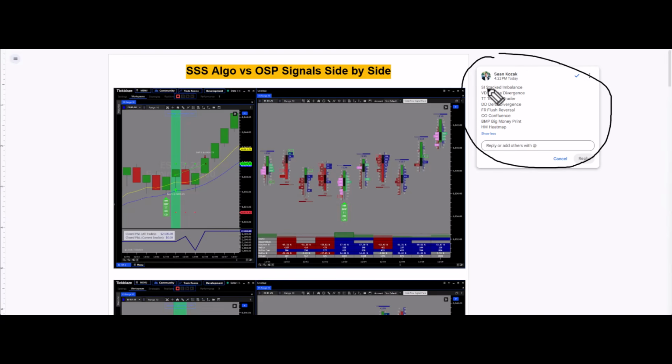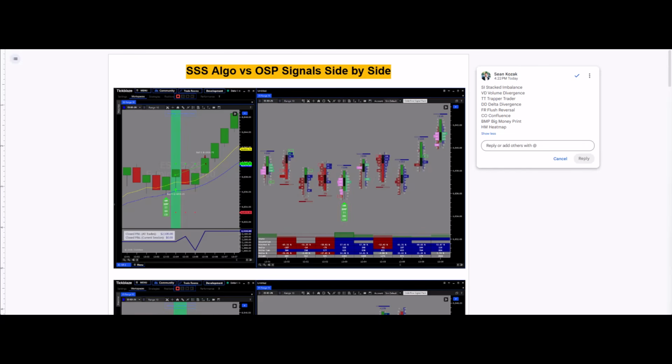As you can see here, I've put together a little list on the right-hand side with some names, and I'm going to explain what these are. We have a stacked imbalance, a volume divergence, a trap trader, a delta divergence, a flush reversal, confluence, big money print, and the heat map. Why is this important? Because these are literally the entire signal suite inside of the order flow software that we've built.